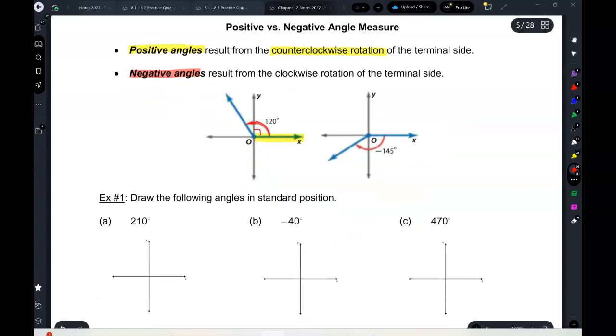Now, if I start from the initial side and I rotate in the clockwise direction, then I get a negative angle. This one happens to be negative 145. Again, from here to here, it's negative 90 degrees, and then I go a little bit more, and it's 145.